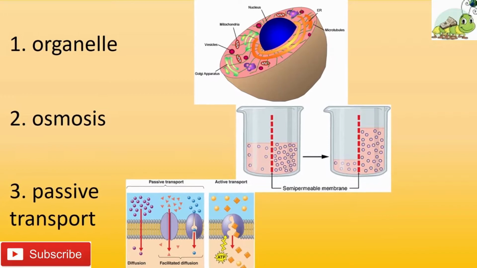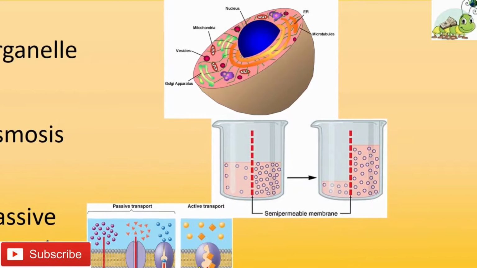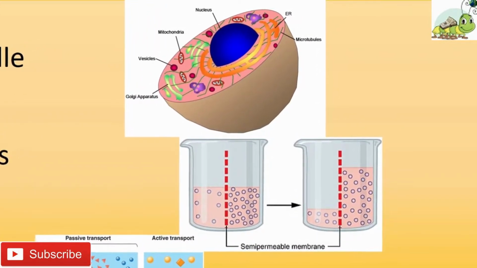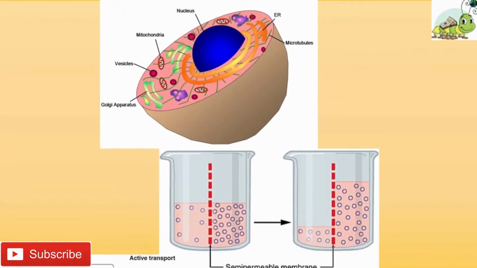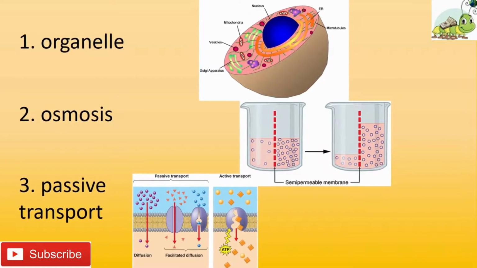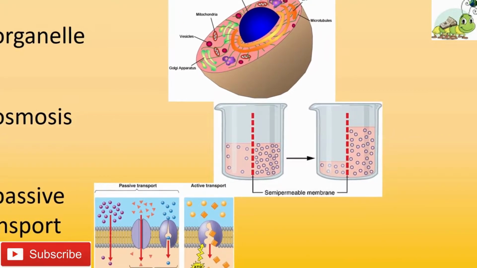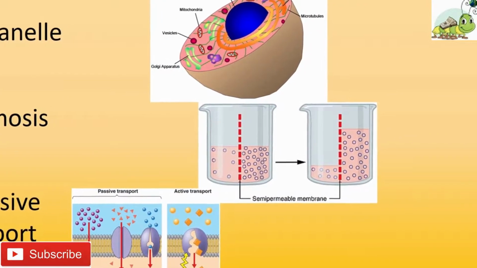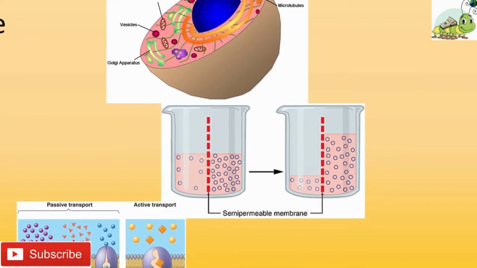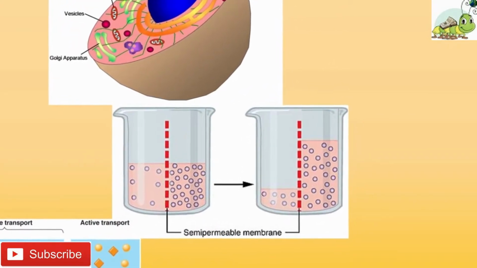Today's first point is the organelle. Organelle means any of the several different types of membrane-enclosed specialized structures in the cell that perform specific functions for the cell. That is called an organelle. Point number 2, osmosis: diffusion of molecules down their concentration gradient across a selectively permeable membrane.